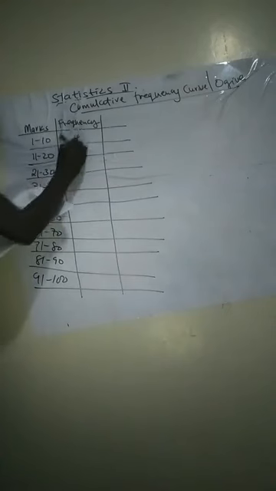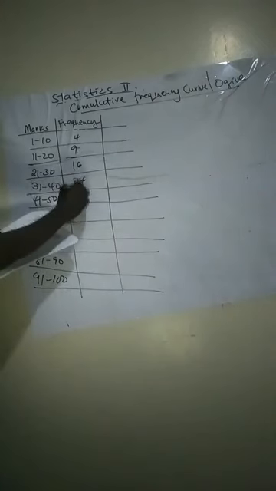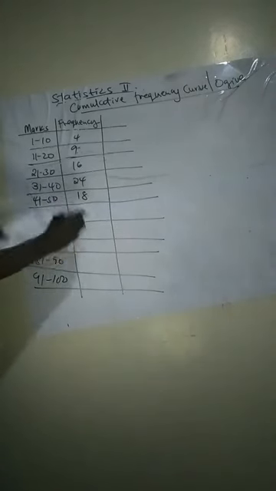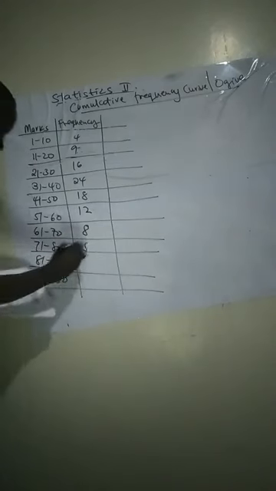The frequency for the first one is 4, 9, 16, 24, 18, 12, 8, 5, 3, 1.